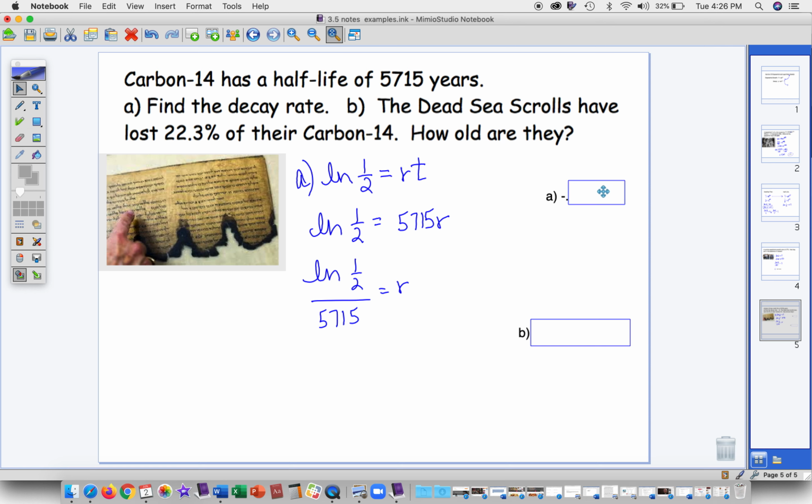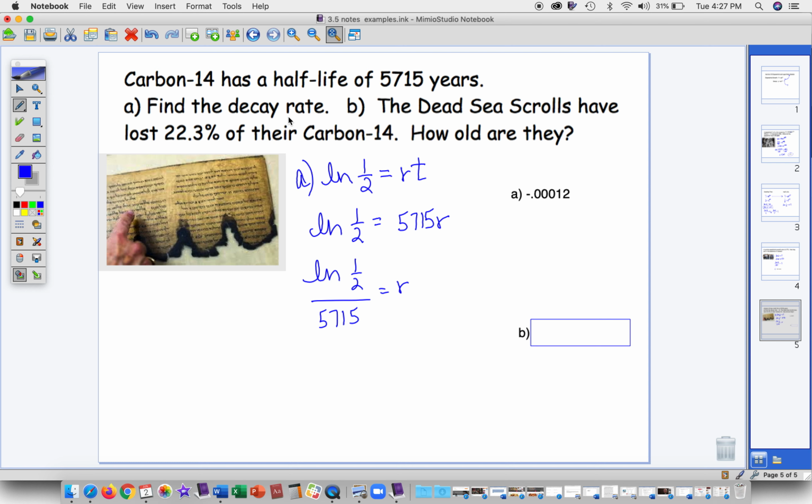And I end up with a rate of, it's very, very small. You're going to get scientific notation most likely on your calculator. So to this many digits should be enough, but again, try to not even round it. Okay, I'm going to leave that number right on my calculator because we're going to use that rate in part B to figure out the age of the Dead Sea Scrolls.